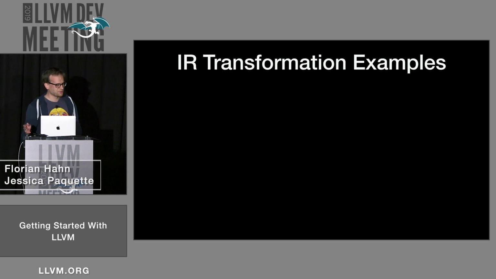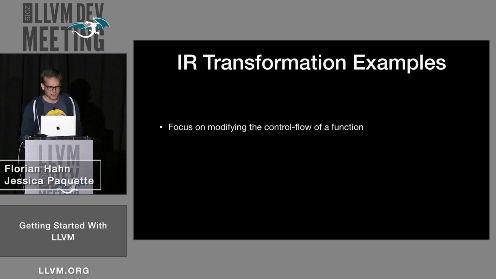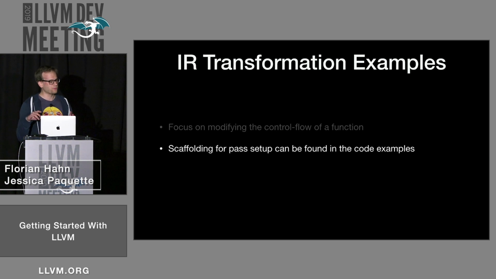All right, so after this quick overview, let's take a look at some actual transformation examples. In our tutorial, we'll just focus on modifying the control flow of a function, and we also won't go into any details about the scaffolding required to set up a pass to actually run our transformation. This can be found in the code examples we provide.